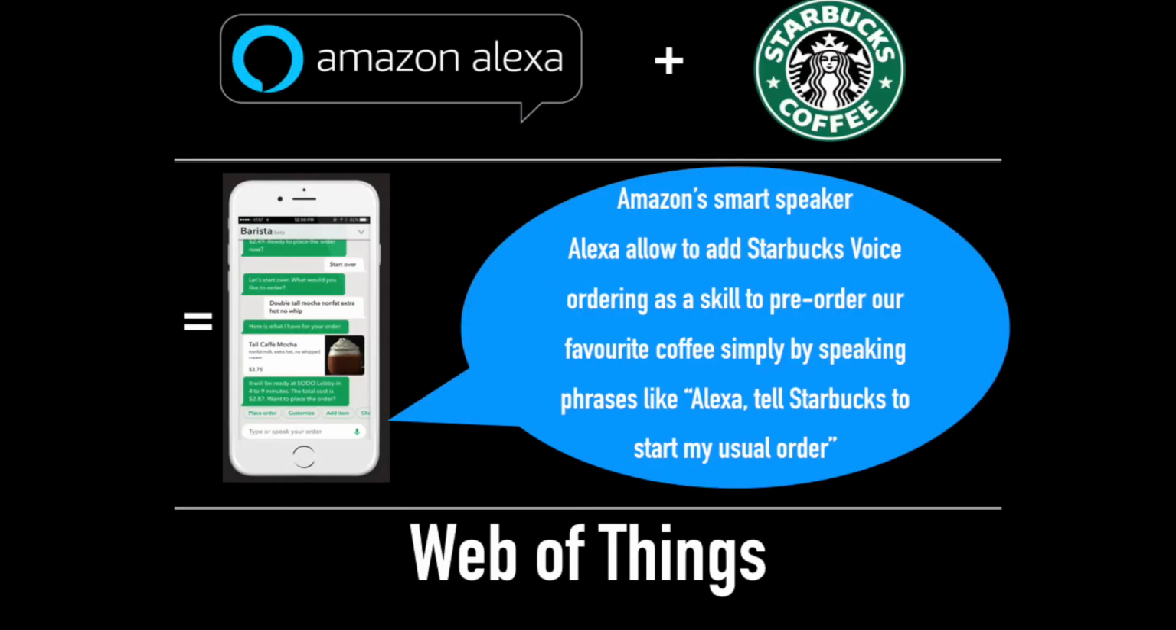More recently, Starbucks and Amazon collaborated in this area. It is now possible to use Amazon's smart speaker Alexa to pre-order your favorite coffee simply by speaking phrases like, "Alexa, tell Starbucks to start my usual order."